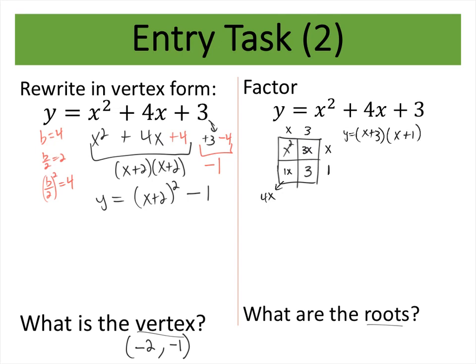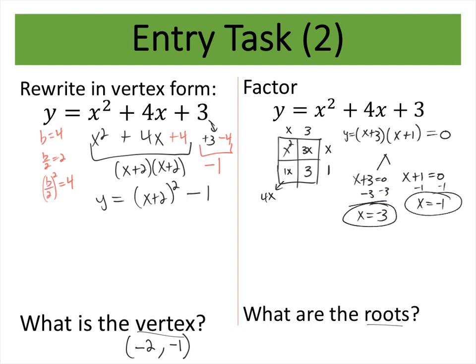To find the roots, we set it equal to 0. So either x plus 3 equals 0 or x plus 1 equals 0. And then we solve. So -3 on both sides. x equals -3, so that's one of the roots. -1 on both sides, x equals -1. That's our other root. So our roots are where it crosses the x-axis, and we're going to graph this really quickly.